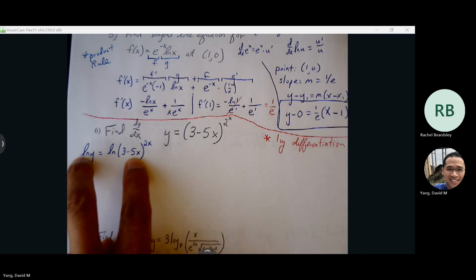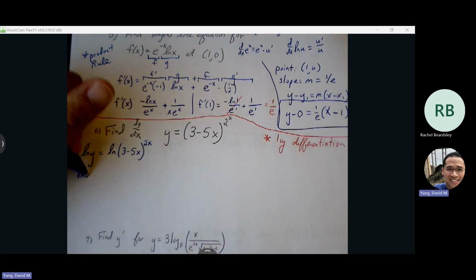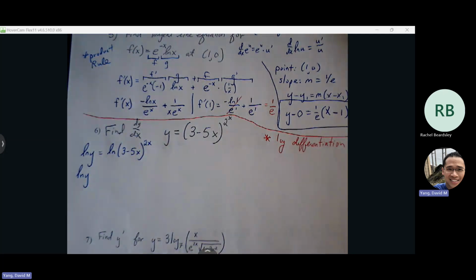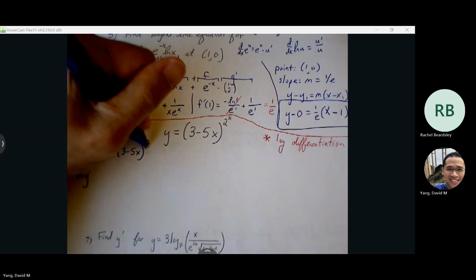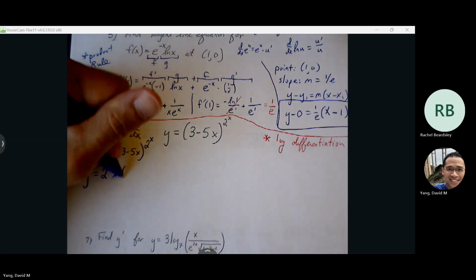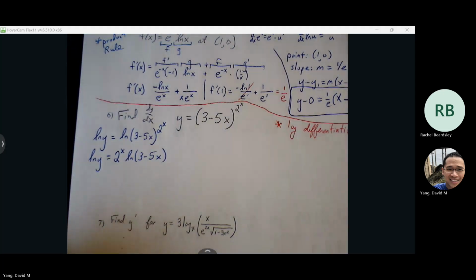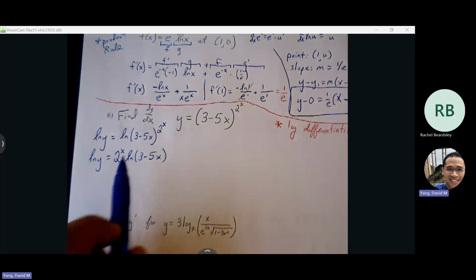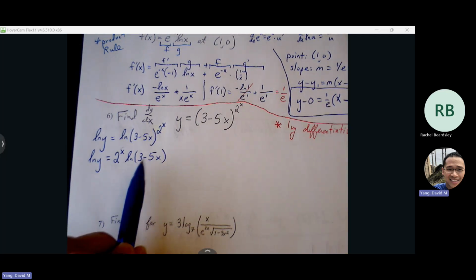Start off introducing natural logs to both sides of the equation. We know that 2x can come down using log properties. Is that 2 to the x, or is that just 2? You're right, 2 to the x, thanks. All right, so we know that anytime we do this process, we're expecting product rule to show up. You're always going to end up with a variable expression times another variable expression.